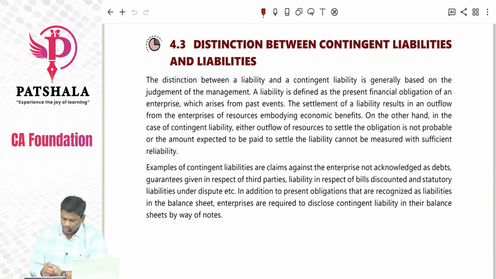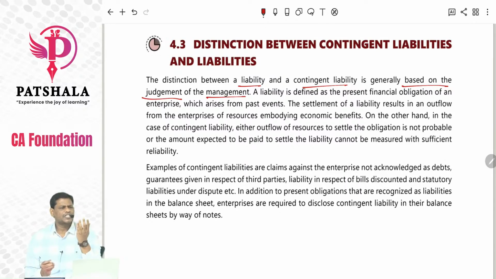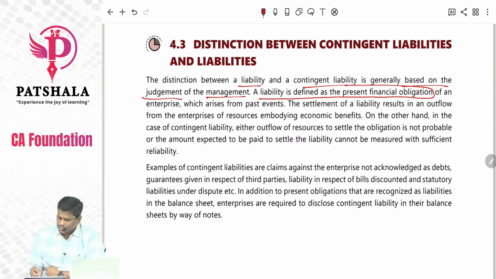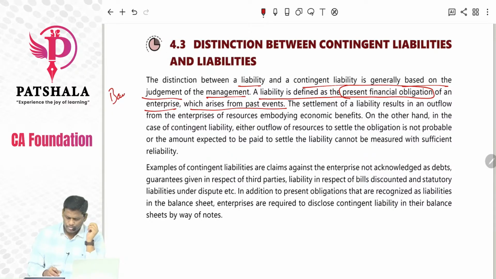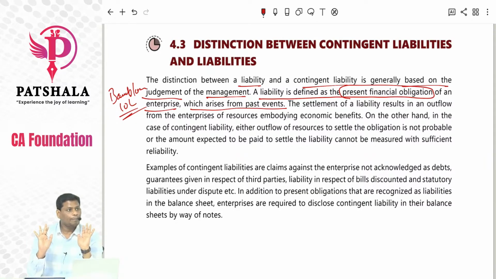Okay, just see here. A distinction between liability and contingent liability is generally based on the judgment of the management. It's a personal judgment. Okay. A liability is defined as a present financial obligation of an enterprise which arises from past events. Until liability is there, a present obligation is there. How much, we know confirmed. Say for example, I took a bank loan of 10 lakhs. Tell me, how much is the liability? 10 lakhs. So it's confirmed. I know how much I have to pay. But contingent is not like that. How much I have to pay, I don't know.